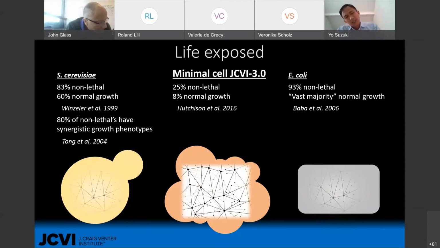So in yeast, it's not that very few genes are involved in viability. Systematic double knockout studies show that 80% of non-lethals have a synergistic lethal pair. And that says that redundancy is masking the basic machinery of life in these organisms, and that machinery is exposed to us in a minimal cell. And this makes it a wonderful platform to study life.